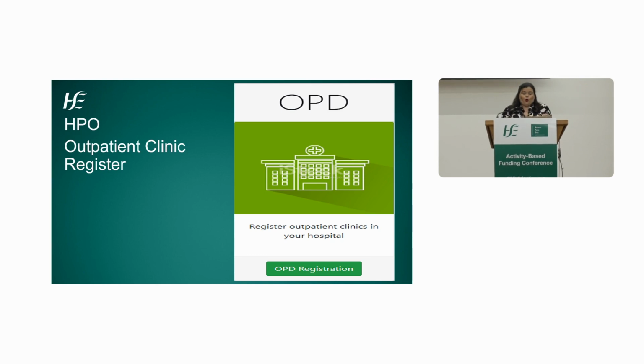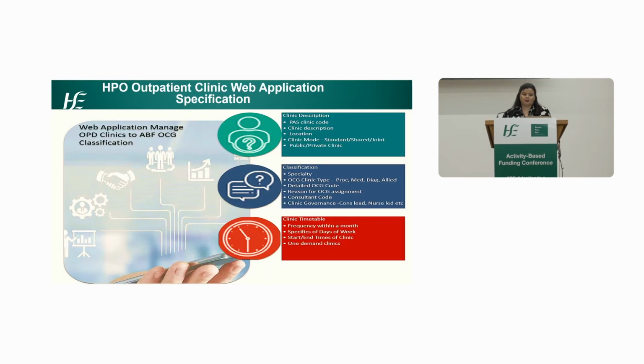We've also developed an outpatient clinic register to support this process. One of the software developers, Joe Hunter, has developed this for us. It's a web-based tool, so you don't need any software. This is to capture outpatient clinics where the OCG is classified. We need information about the clinic to decide on the OCG. We also need the descriptors around the clinic. So we capture the clinic descriptions, the location, whether it's public-private, what's the mode of delivery, if it's a joint or shared clinic. The classification gives us the specialty, whether it's procedure or medical, the OCG, and a description around that and the consultant information.